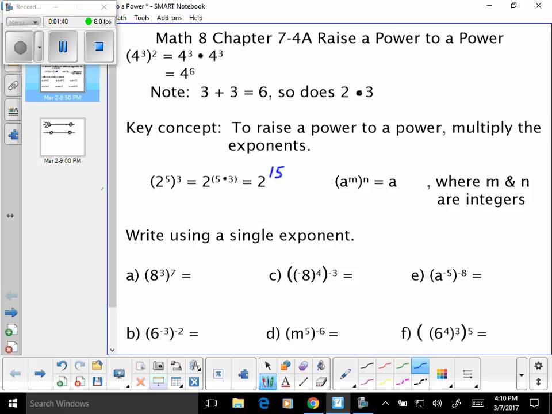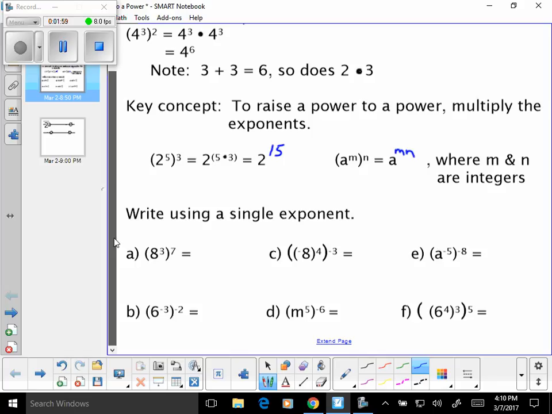Now, we can also do this with variables. If we take a to the m and then raise it to the n, we multiply the m and the n as long as m and n are integers. So a to the mn is our answer.